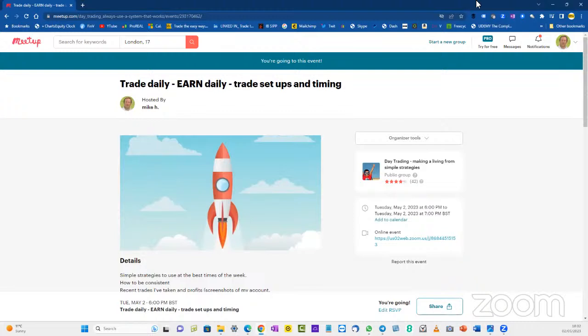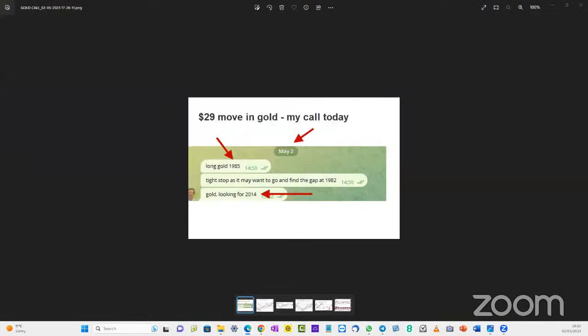So, trading setups and timing. Let me go through a little bit of what I've done today. I took gold today, and in the alert room, we've got a live trading room, and once the live trading room closes, the alert room kicks in. Here at 14:50 UK time, I went long gold at 1985, and I was looking for $2014 to get out. So it's a $29 move, and I succeeded in doing that.